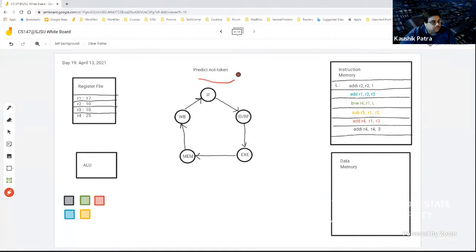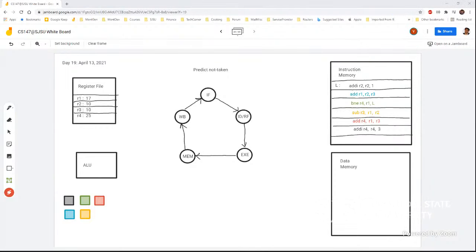We also assume this is predict non-taken. Predict non-taken means at this point, the processor thinks that it will come out of the loop and proceed to the outer part of the loop. That is the predict not taken. Branch is not taken. It just falls through its natural course. So that is the predict not taken assumption. Any questions so far before I start there?